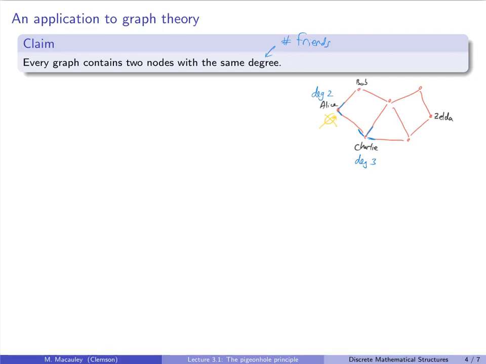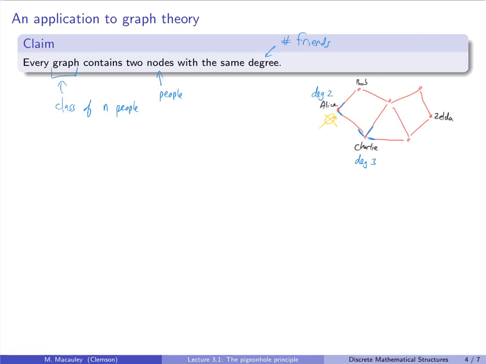So every graph, here the graph represents a class of n people, contains 2 people with the same number of friends. So this is just a more abstract way to represent this. But the idea is the same. Well, let's think about why this is.